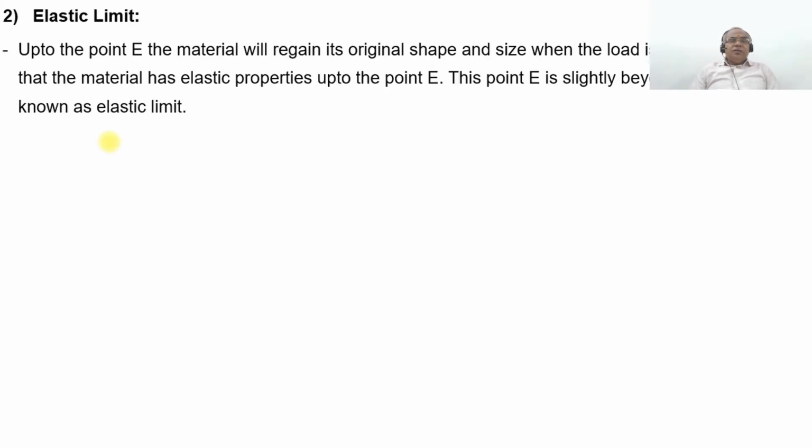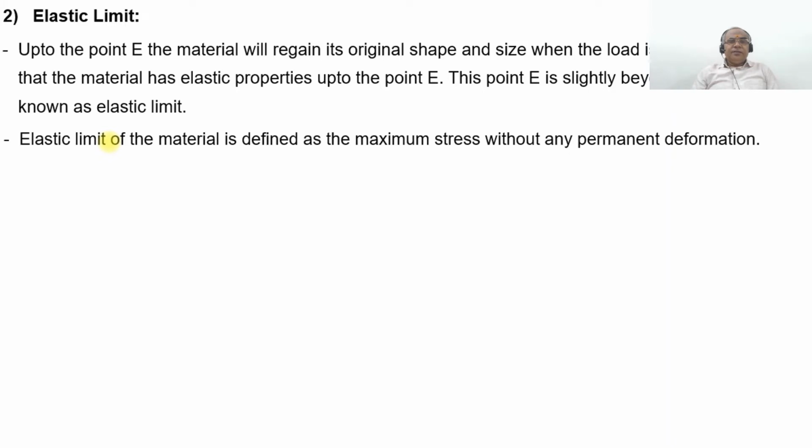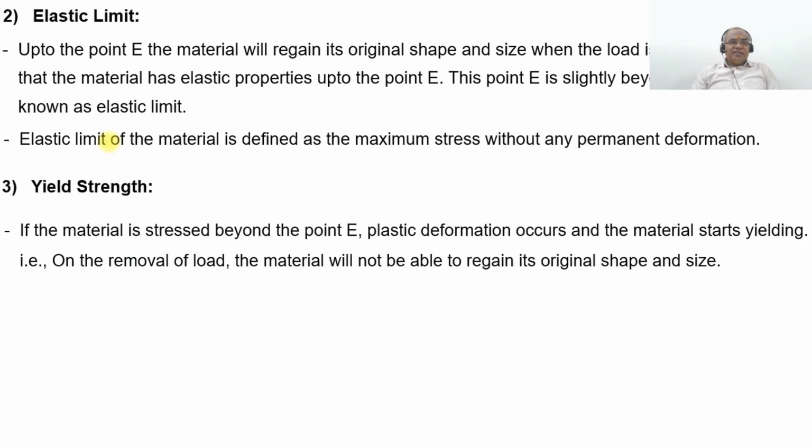And then we have the elastic limit. Up to the point E, the material regains its original shape and size when the load is removed. It means that the material has elastic property up to the point E. This point E is slightly beyond the point P and is known as the elastic limit. So elastic limit of the material is defined as the maximum stress without any permanent deformation.